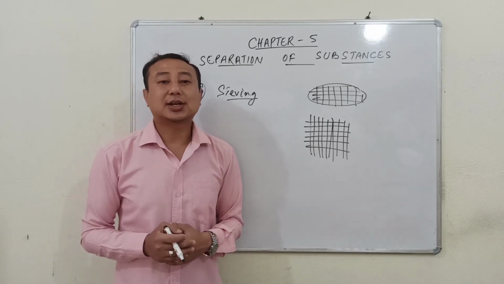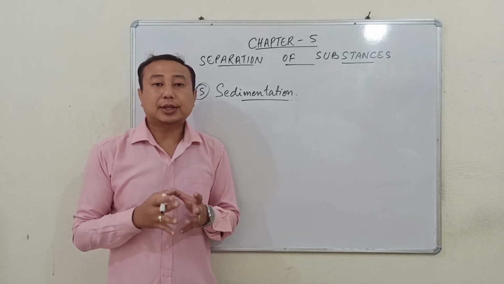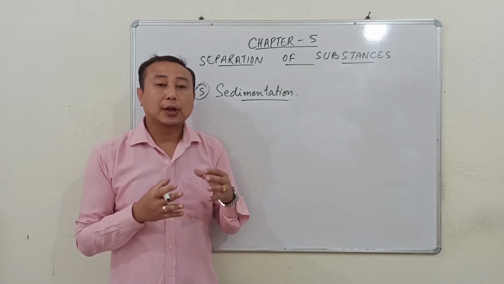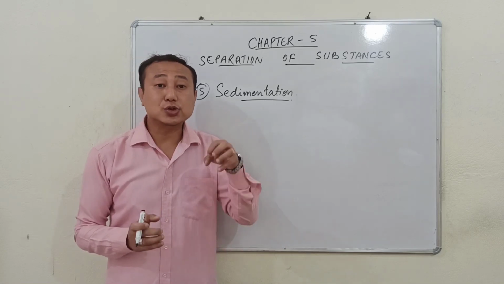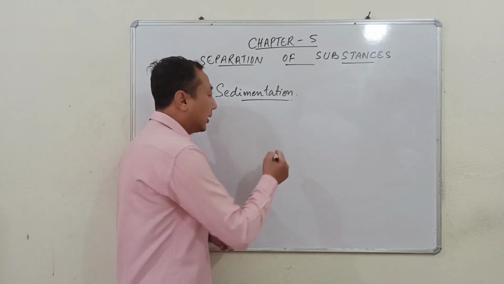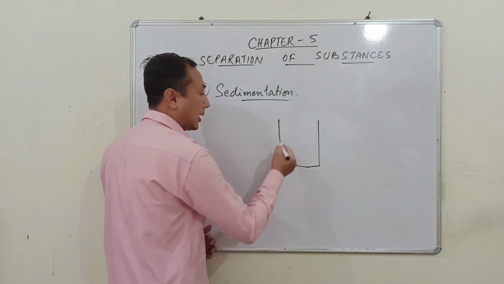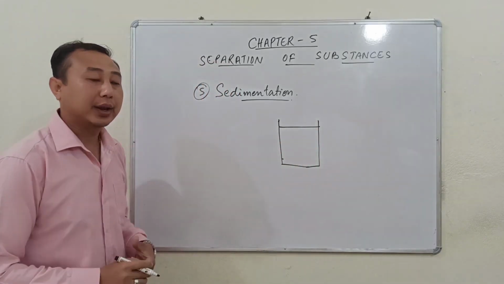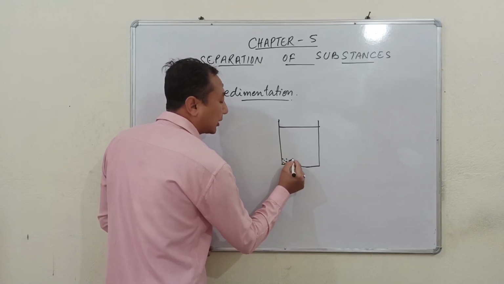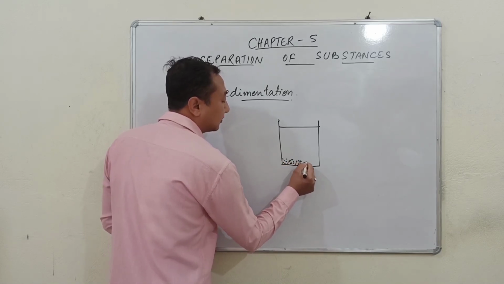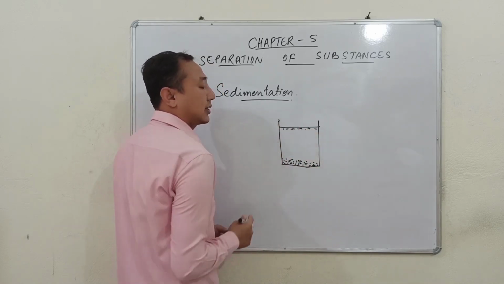Now, let us come to the next separation technique. The next separation technique is the sedimentation process. Sedimentation is done to separate the bigger size or heavier particles from the lighter particles by mixing them in water. So here, when we take a mixture and put it in a glass tumbler, and fill the tumbler with water, the bigger size or heavier particles will settle at the bottom of the container, while the lighter particles will be floating on the surface of the water.